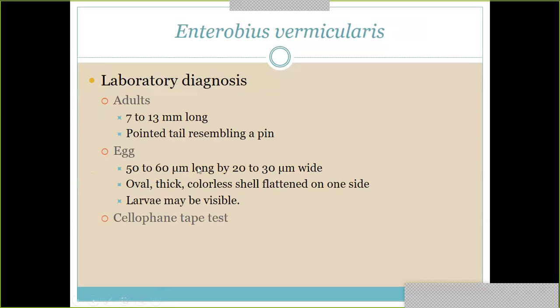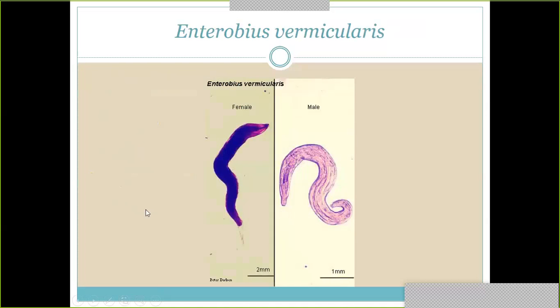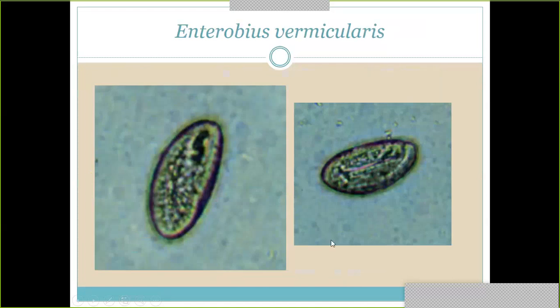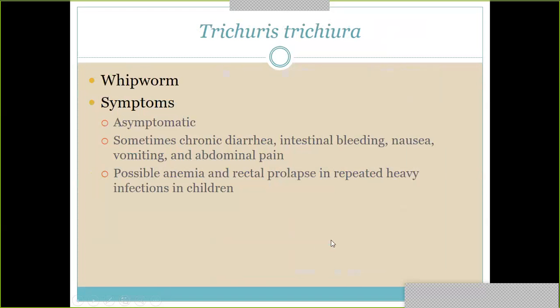Real quick, the adults are named pinworm because they have a pointy tail that looks like a pin. But the eggs themselves are going to be colorless shell, flattened on one side, and you're going to see the larvae inside the egg. So there's the pinworm. You don't need to worry about the worm. But here is the egg that you do need to know. So it's flattened here on the left side, and the larvae is the inside part here that you're seeing. There it is again. So do know pinworm, Enterobius vermicularis.